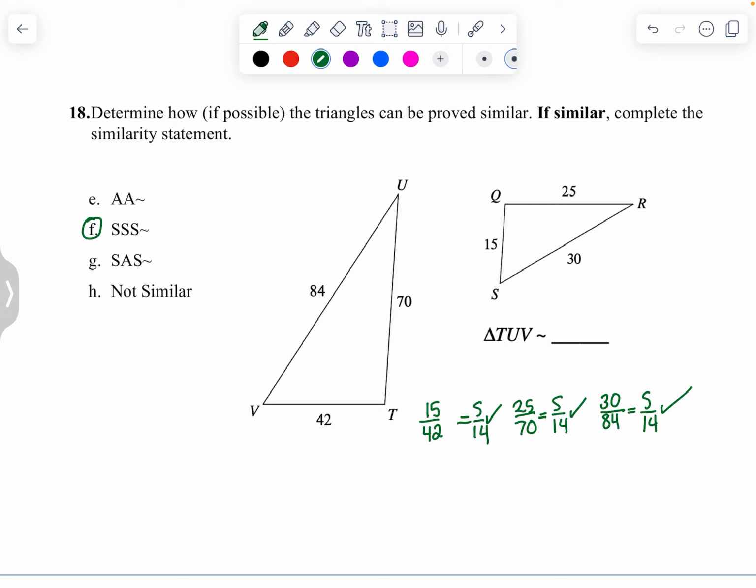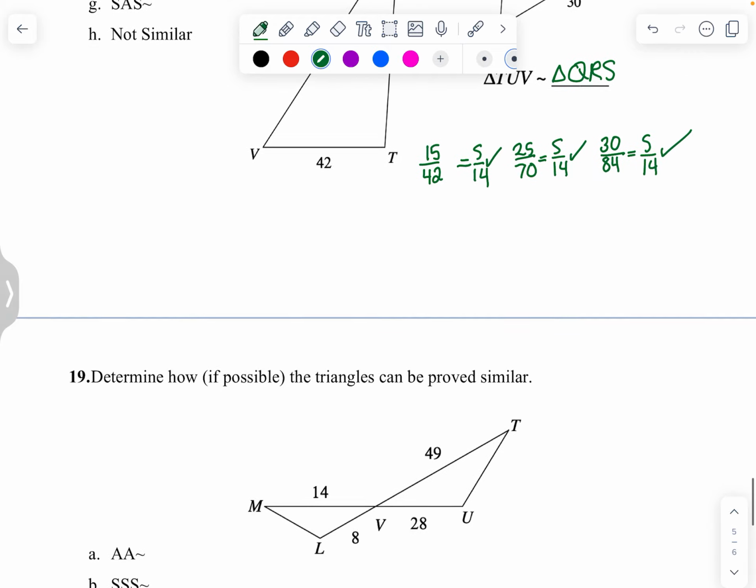And triangle TUV, T is between the medium and the shortest. So between medium and shortest is Q. TU, we're going to go QRS. All right, let's keep trucking along.